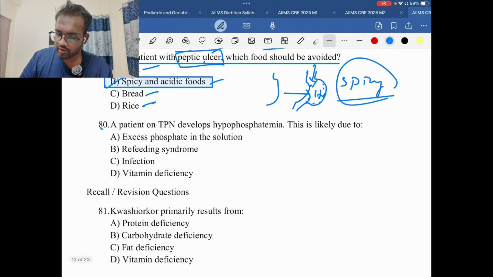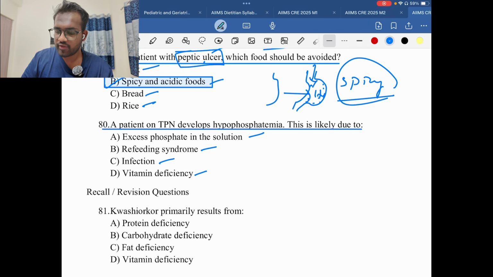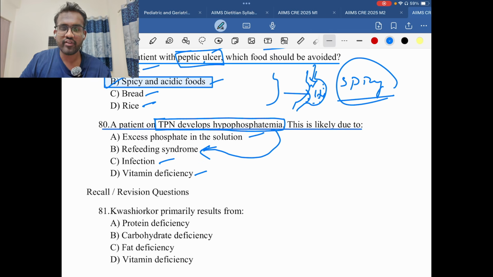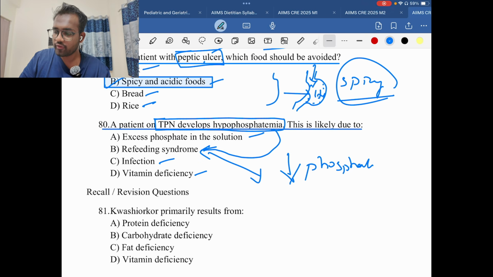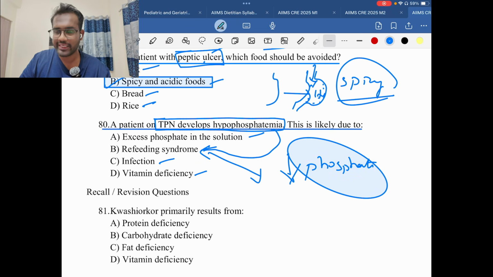Question number 80. A patient on TPN develops hypophosphatemia. This is likely due to excess phosphate in the solution, refeeding syndrome, infection, or vitamin deficiency. So always remember, when a patient on TPN develops hypophosphatemia and there is the word refeeding syndrome: introducing the total nutrients at once causes refeeding syndrome. And in this refeeding syndrome, there will always be low phosphate levels. We have to maintain phosphate levels accurately, or else there will be a lot of severe complications in the body. So the answer will be B, refeeding syndrome.